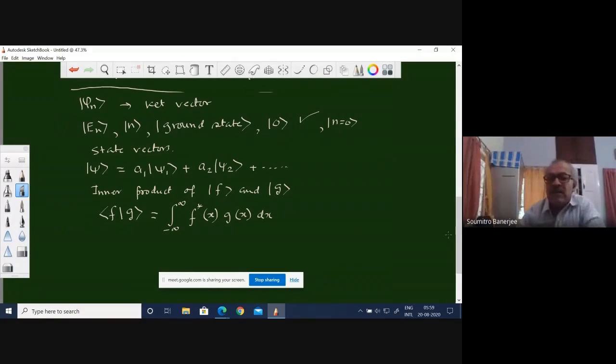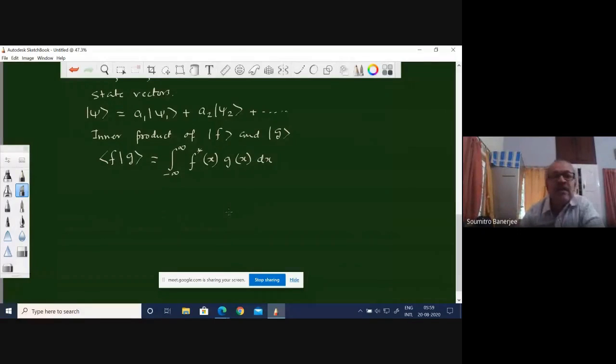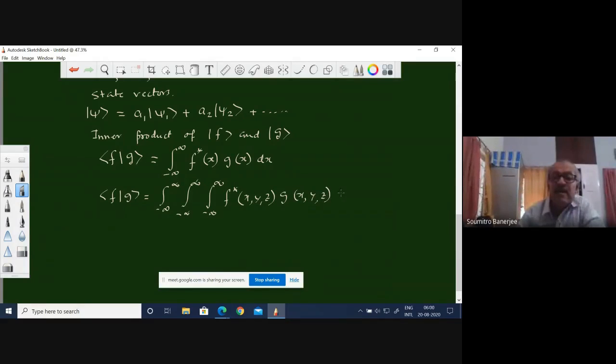For example, look at the economy of notation. Suppose, as you have already done last year in the 3D picture, there are two vectors in 3D, f and g. Then it is minus infinity to infinity, three integrals, of f star x, y, z and g x, y, z, dx dy dz. All this is simply represented by this. The moment we know that f is something three-dimensional and g is something three-dimensional, we know that this is how we write stuff. So this results in a great compactification of our notation, and the amount of writing that we will have to do on the board will be much smaller than what we were doing so far.